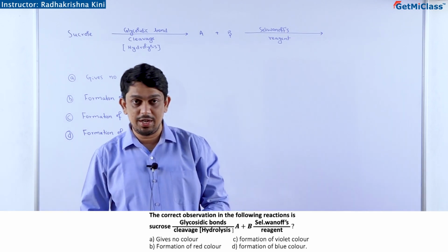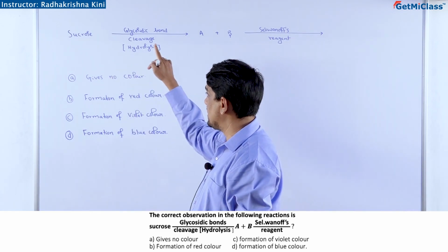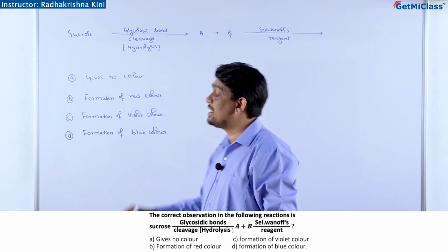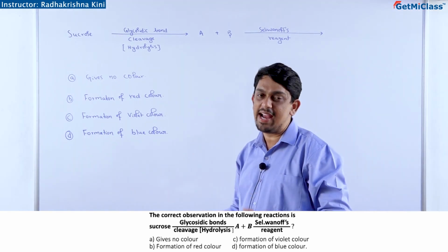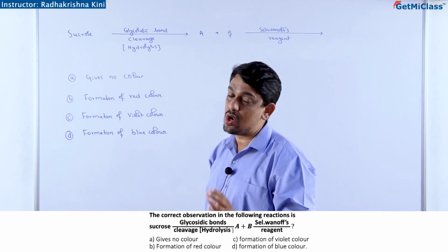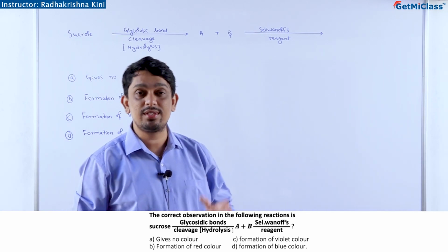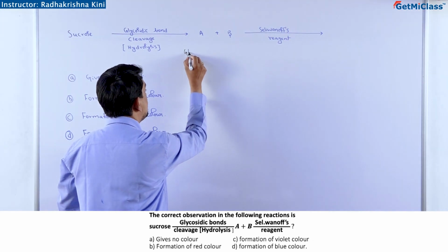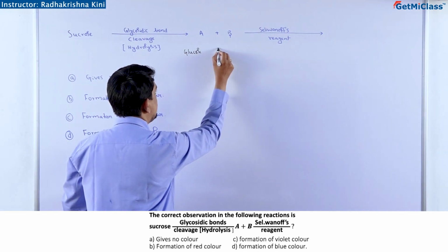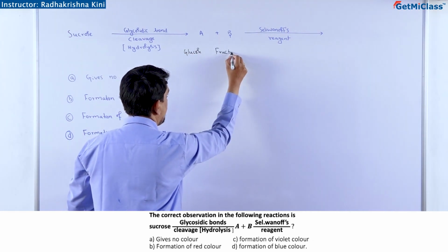Students, look at the question. Sucrose is undergoing hydrolysis. The two products you are getting are A and B, and everybody knows that. The two products you will get on hydrolysis of sucrose are glucose and fructose. One is glucose, another one is fructose.